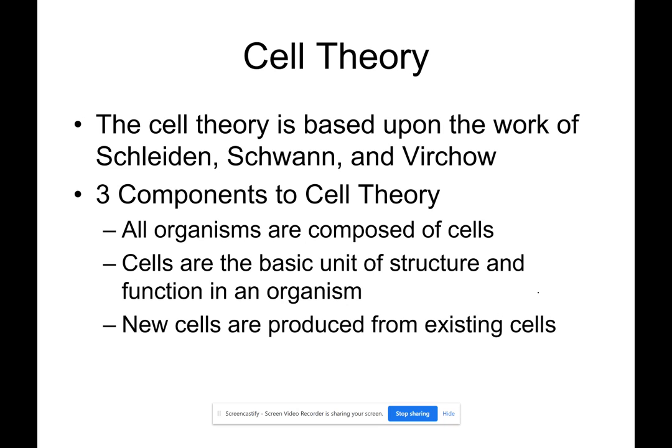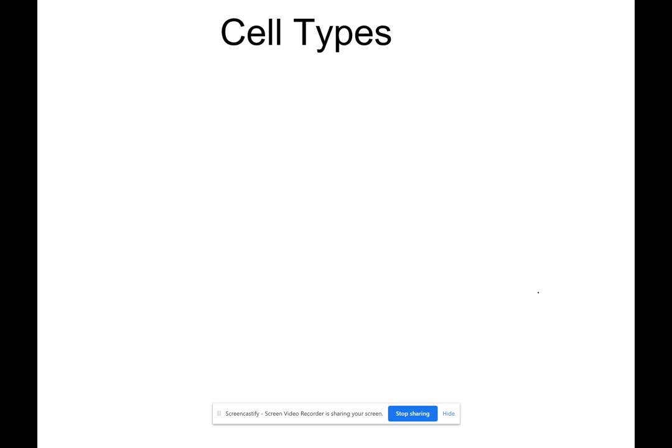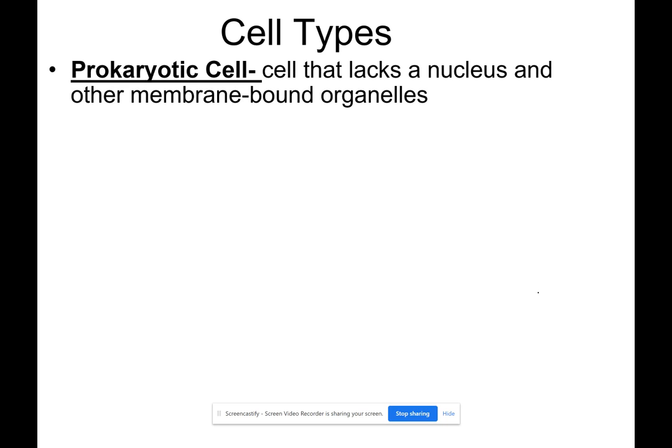And finally, you only get cells from cells that are there reproducing. Cells only come from other cells reproducing. So guys, please jot that down. Now guys, if I'm going a little quick, feel free to pause, okay?